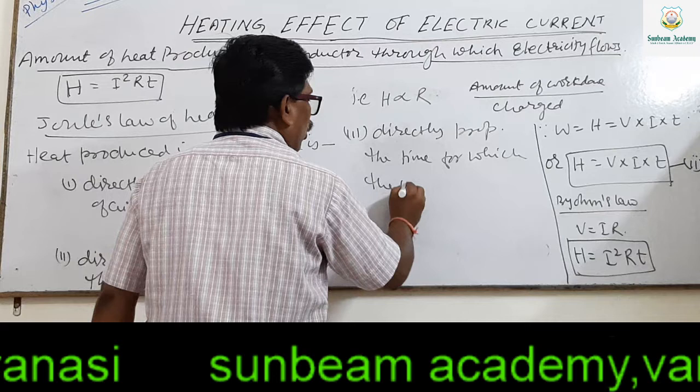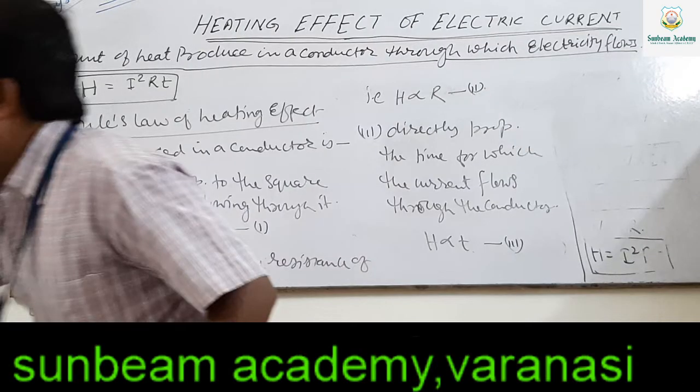On combining all these three equations, you get H is proportional to I square into R into T. Now, whenever we remove a proportional sign, we put a constant: H is equal to K I square into R into T. If K is equal to 1, then H is equal to I square into R into T. So, this is the equation of Joule's law of heating effect.